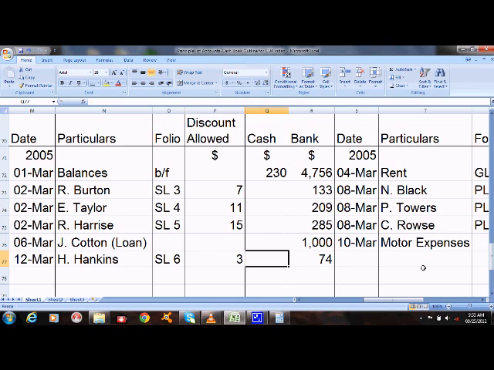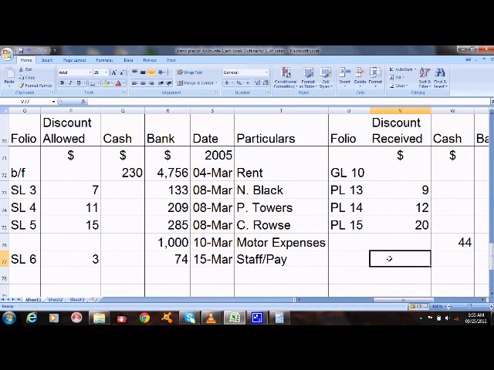Next one, March 15th, paid staff in cash. That means we are paying our staff in cash. So therefore we'll go to the credit side of the cash book. March 15, which is the date. Staff, or we could write pay, and the amount is in cash. Therefore we put our amount under the cash column because we paid him in cash. So it's $160. Alright.